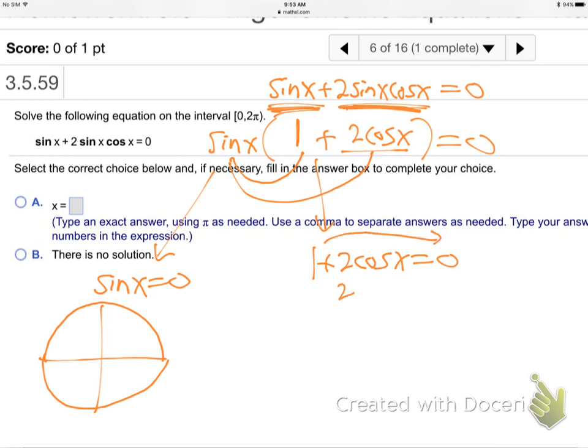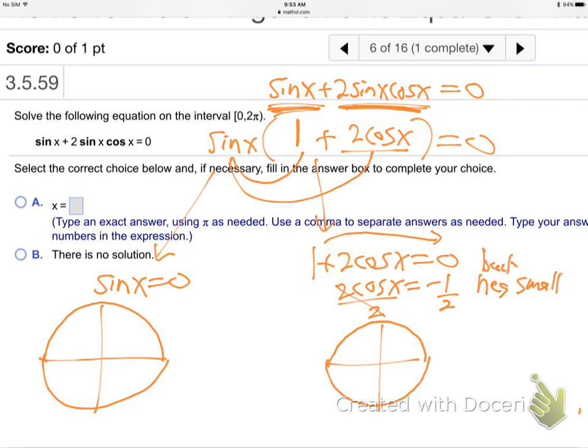Jump the 1 over. 2 cosine is negative 1 divided by 2. So cosine is negative 1/2. So that's unit circle time there too. So this is negative, small or back, right? So which two dots are back the small amount? This one and that one, huh? So that's 120 and 240.